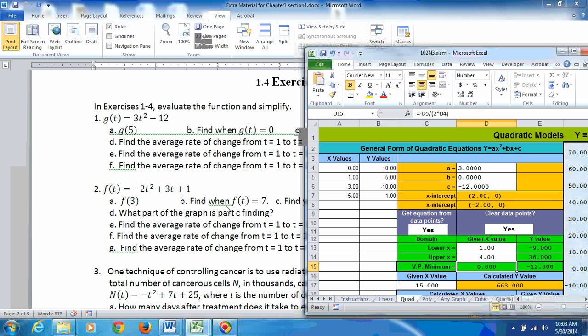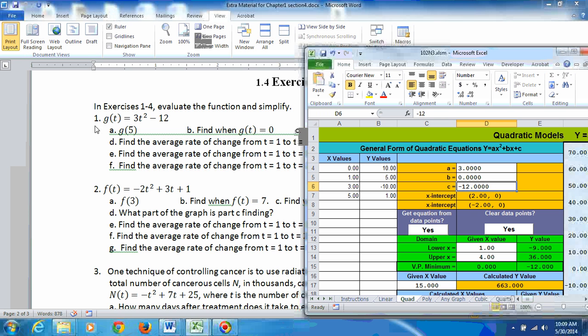Here are some problems from section 1.4, and this problem right here says evaluate the function and simplify. G of t equals 3t squared minus 12. Well, what I did is I noticed that this is a quadratic. I went to the quadratic sheet. I put in my coefficients of 3, 0, because there's no t to the first power, and then minus 12.